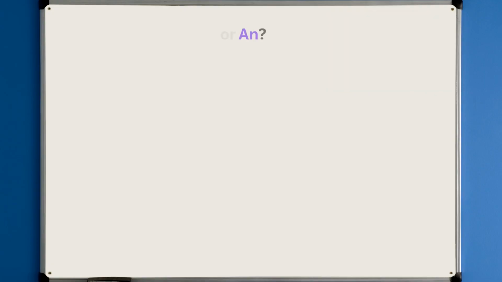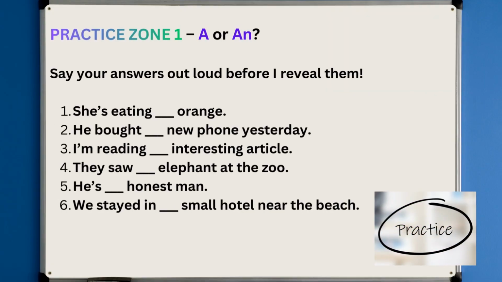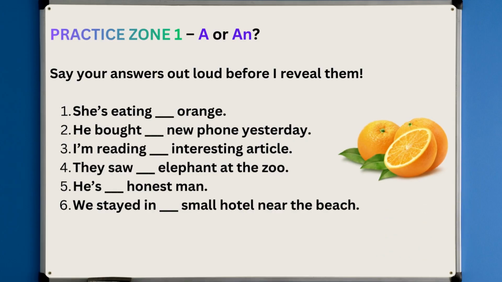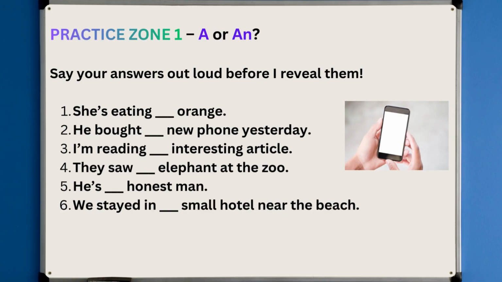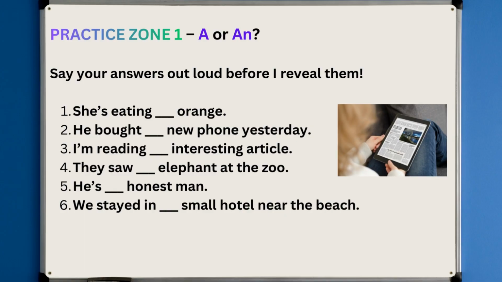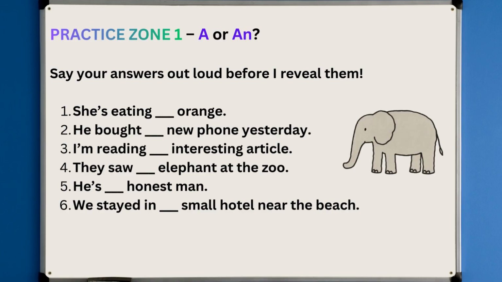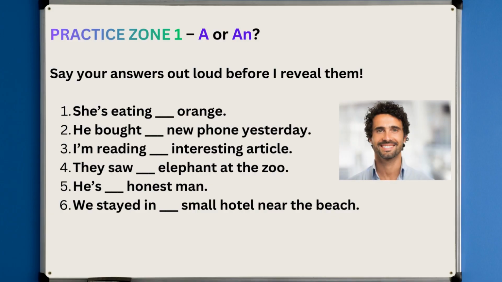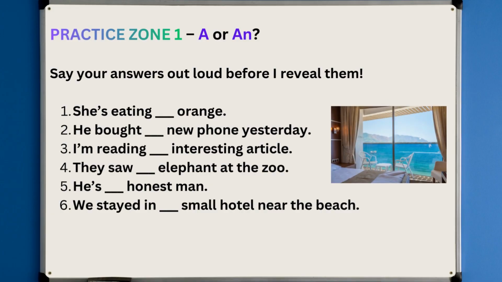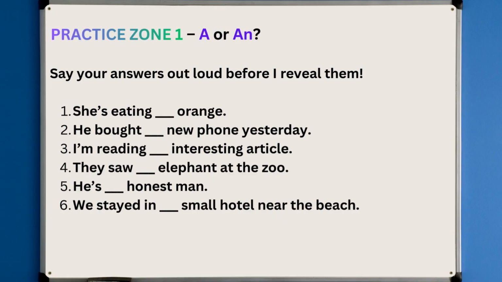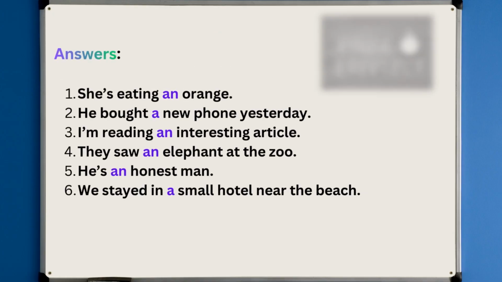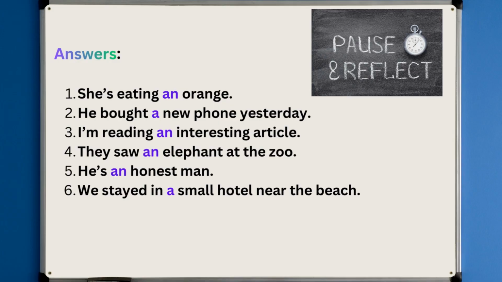Let's do some practice. She's eating orange. He bought new phone yesterday. I'm reading interesting article. They saw elephant at the zoo. He's honest man. We stayed in small hotel near the beach. And these are the answers. Pause the video and have a look. If you've got 5 or 6 out correctly, you're doing brilliantly.